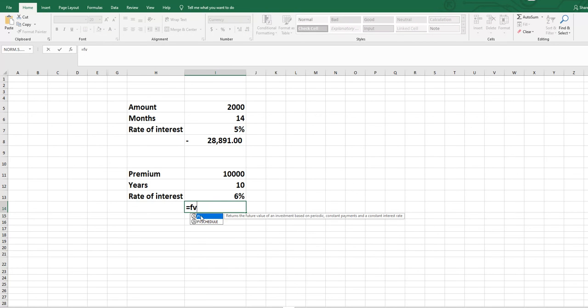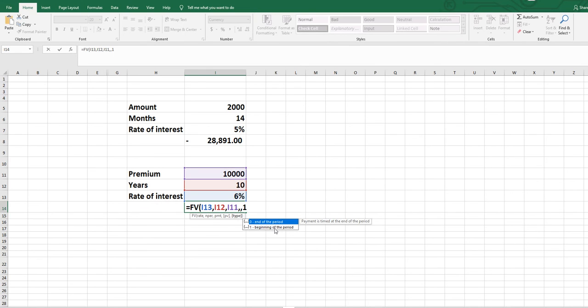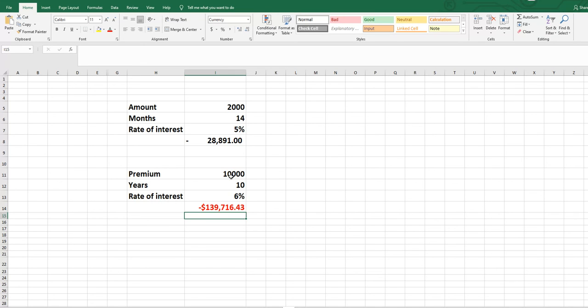So you have to write down FV, double click, our rate is 6%. See, this is yearly interest and we have 10 years as well. That is why we are not going to divide the interest by 12. We are not going to convert to monthly. Here click on the years as well, put a comma, this is our premium. Now again important thing, two times comma and then we have to write down 1 because we want to calculate our interest as soon as we give our premium. Close the parenthesis, press enter.